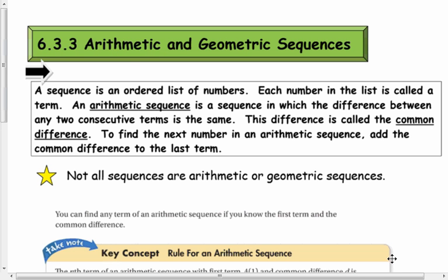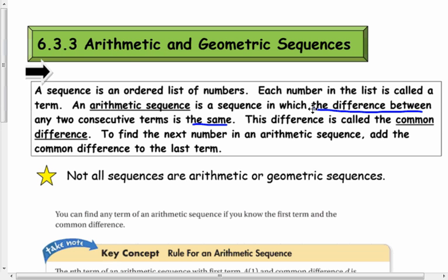A sequence is an ordered list of numbers. Each number in the list is called a term. An arithmetic sequence is a sequence in which the difference between any two consecutive terms is the same. This difference is called the common difference. To find the next number in an arithmetic sequence, add the common difference to the last term.